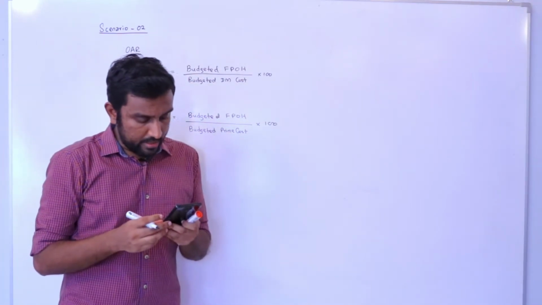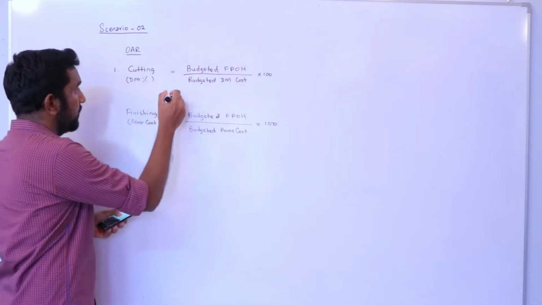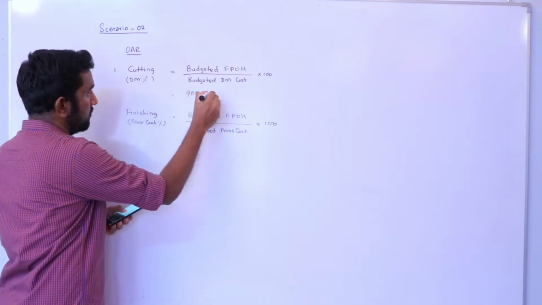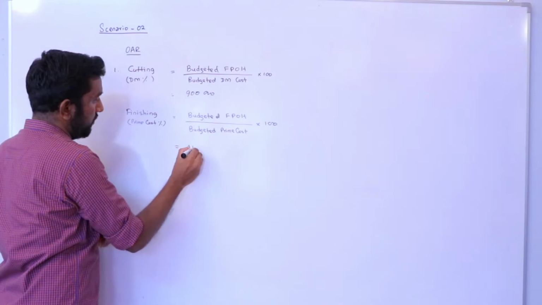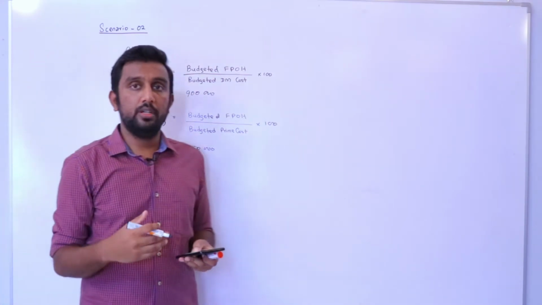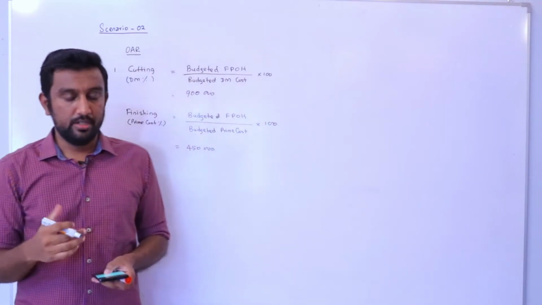Fine. So what is the budget of fixed production overhead? They gave it. First one is 900,000 and second one is 450,000. This one you normally get from the overhead analysis sheet, right?